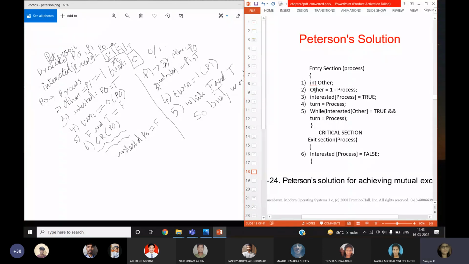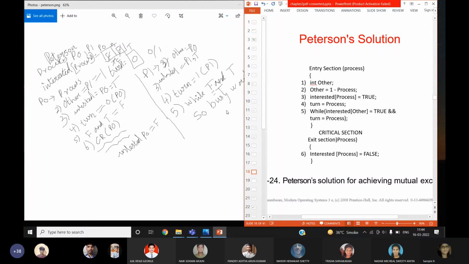So now what is the first one? First, when P0 executes, other will be 1. How will other be 1? Other equal to 1 minus process. What is process now? 0, because process P0 initiated the execution. So process equal to 0, 1 minus 0 equal to 1. So then what is other? Other denotes the other process, which is not interested now. So other equal to what now? 1. That's what I have given here, other equal to 1. That denotes P1.